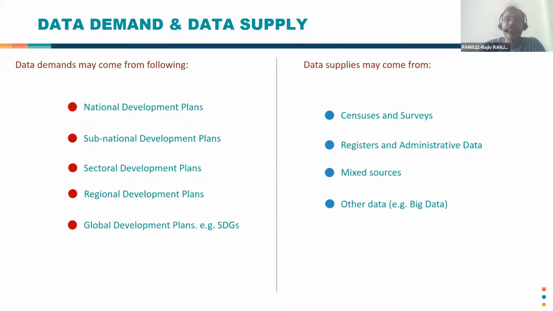And on the right side, you see the data supplies, the possibilities of their coming from censuses and surveys. They can come from registers and administrative records. They could be mixed sources, and also in some cases, maybe other data sources.